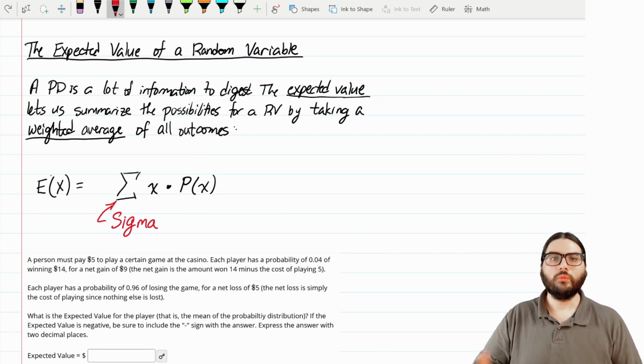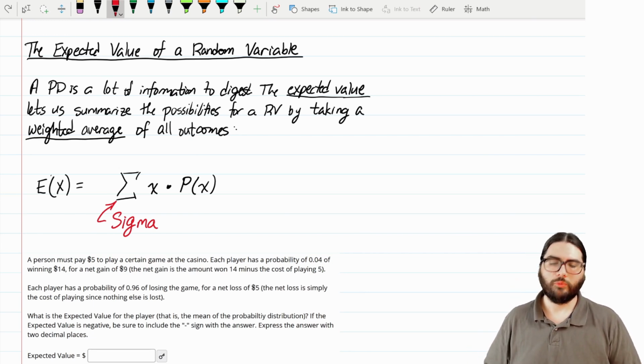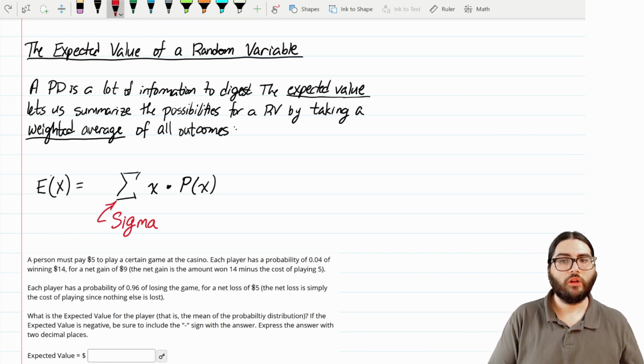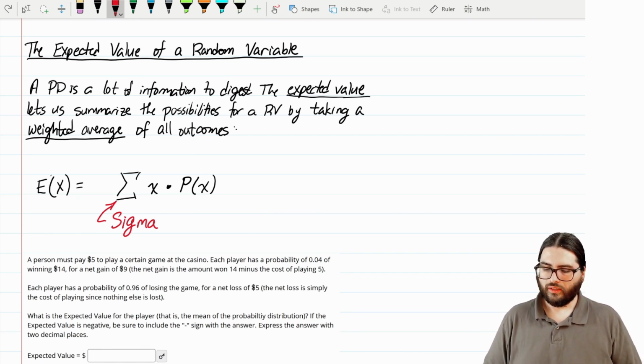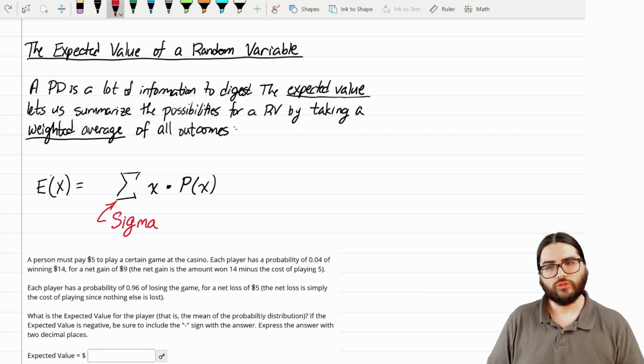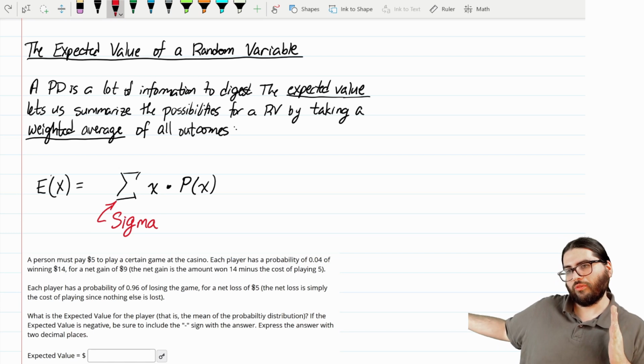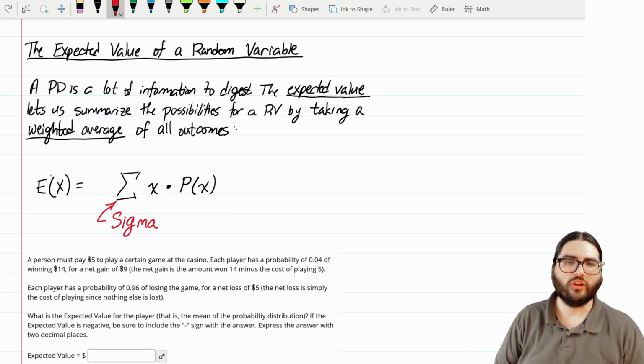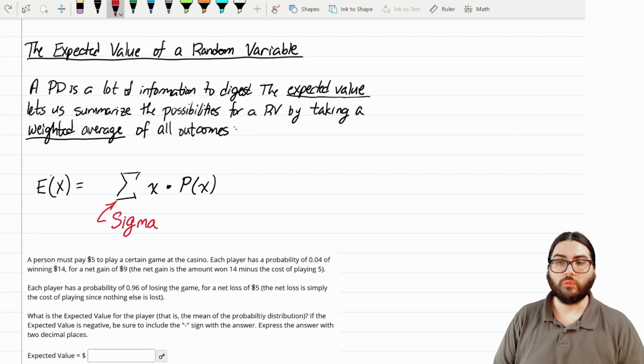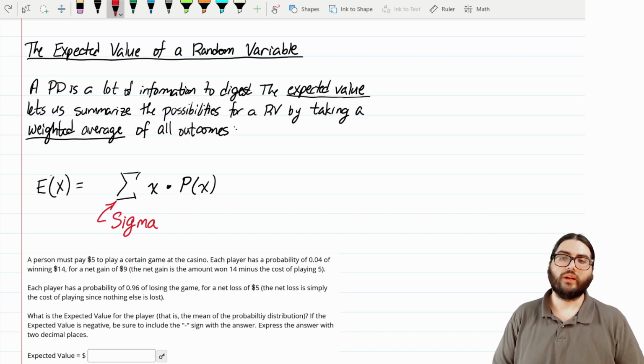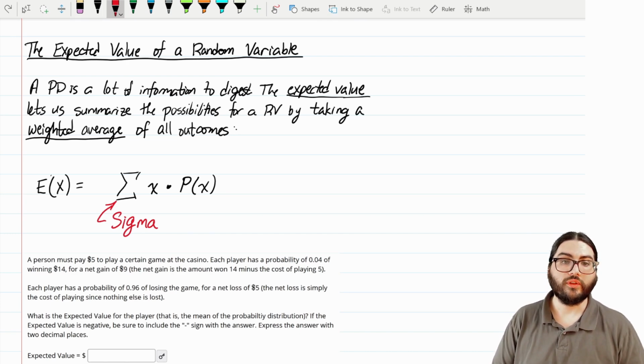So informally, sigma x times P of x means multiply them all together and then just add them all up at the end. And so that allows me to show the adding part of the formula without doing plus, plus, plus, plus, plus, and keep on making it longer and longer. Because I don't know how many outcomes there are in this random variable. If there's only 3 outcomes, then I only need to add 3 of these together. But if there are 200 outcomes, I need to add 200 of them together.